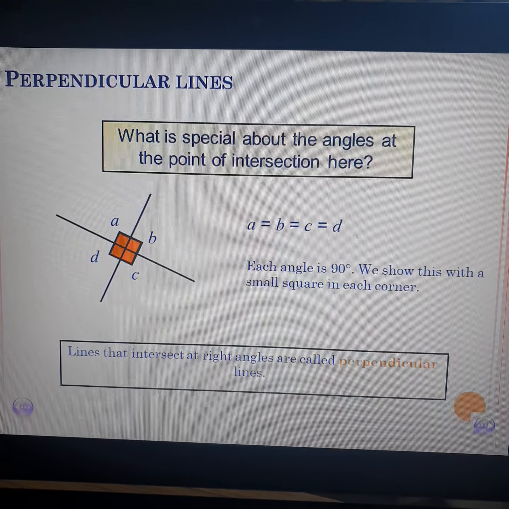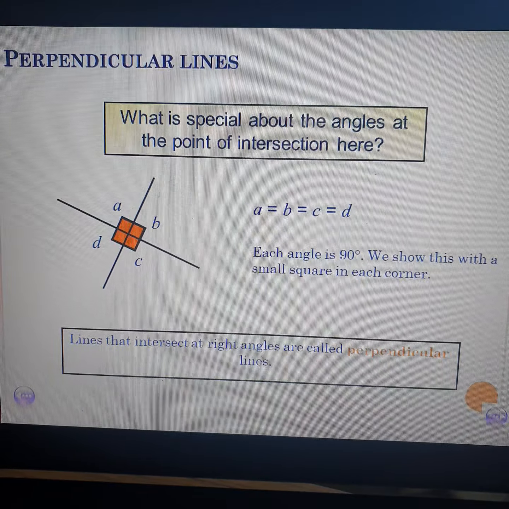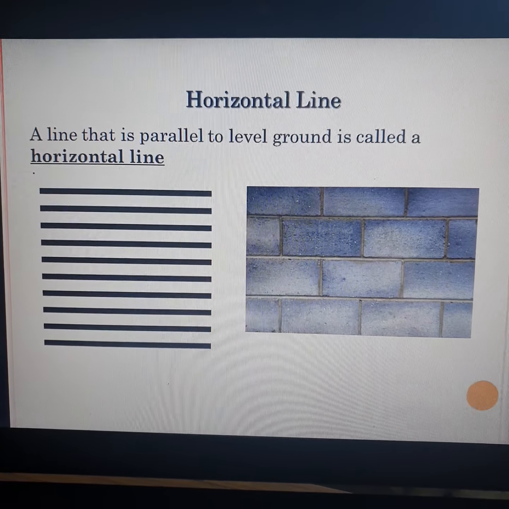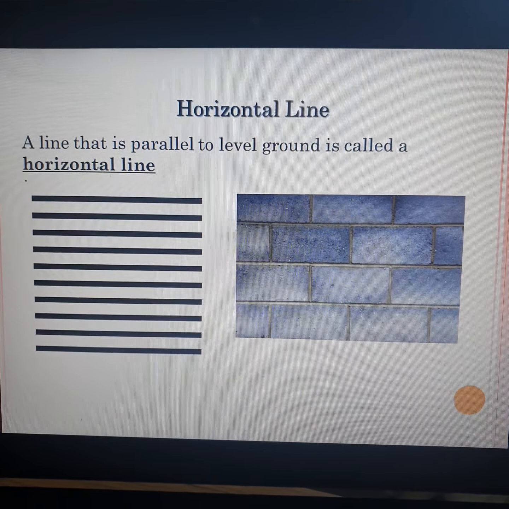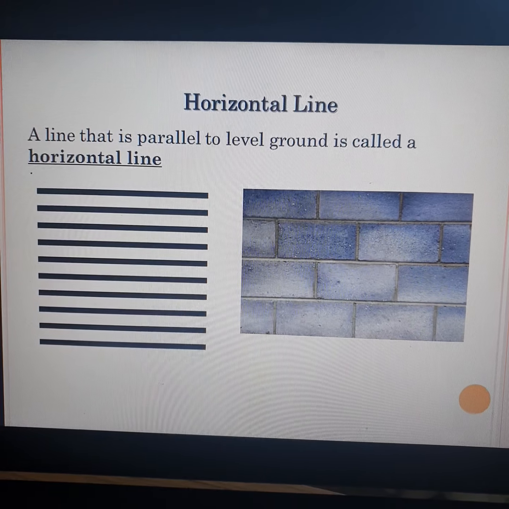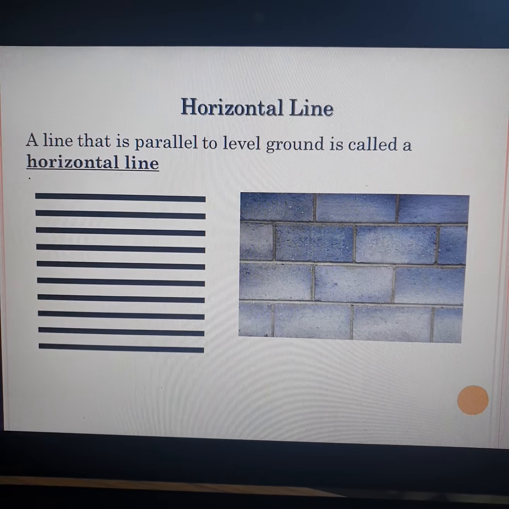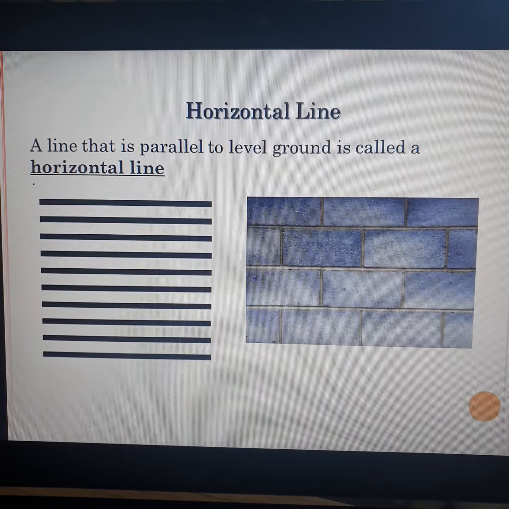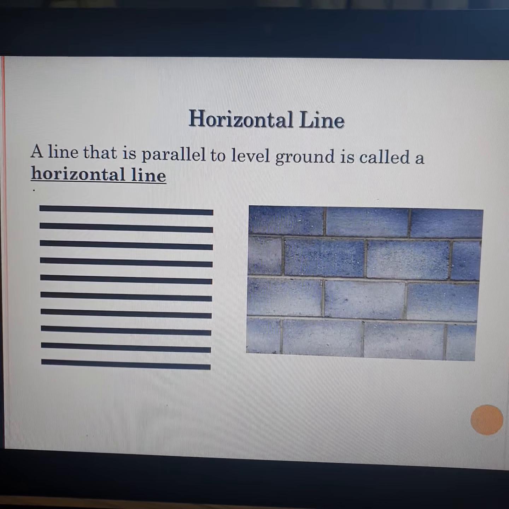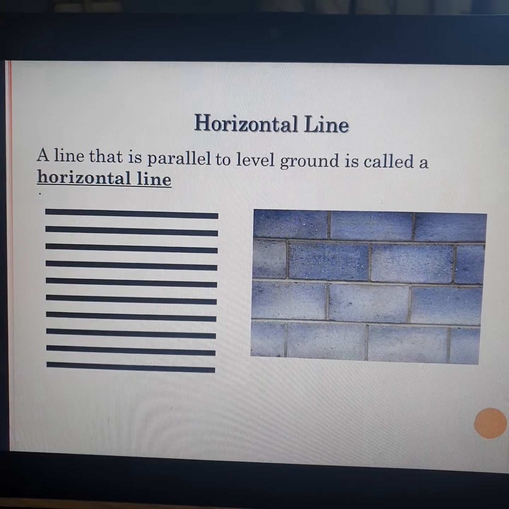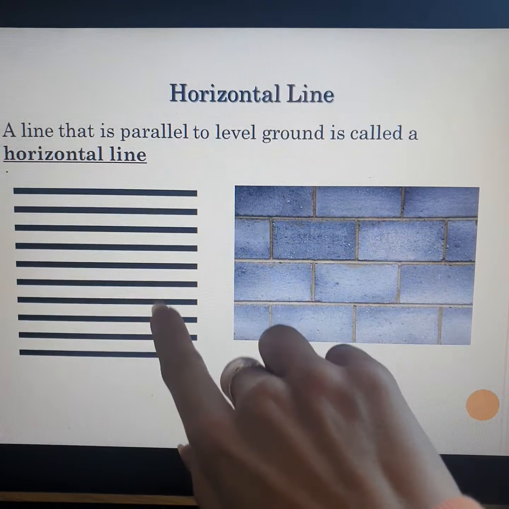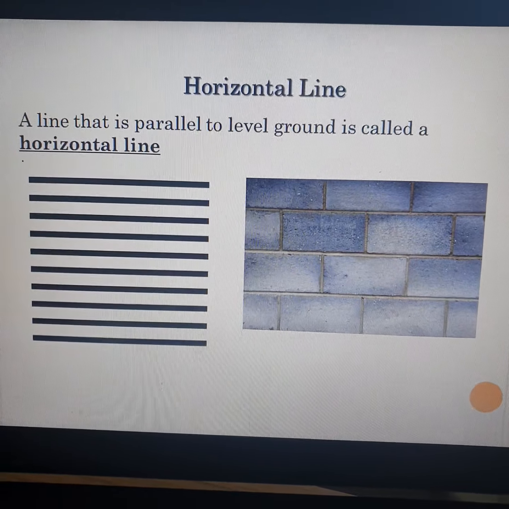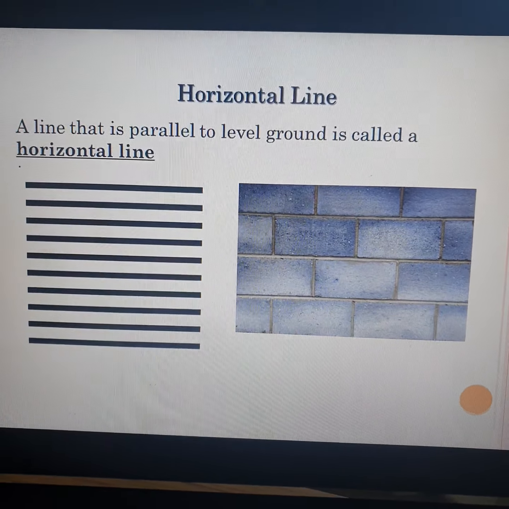Lines that intersect at right angles are called perpendicular lines. So let's look at horizontal lines, right? So you would know what a horizontal line is. Think of horizon. Horizon goes across the way. So a line that is parallel to level ground is called a horizontal line. So again, look around your room at the moment, or even on your walk today out in the sun. Is there any horizontal lines that you come across? They go straight across. Like this line here is like, I suppose, a graphic, and then this line here is like your walls outside maybe, or you might have a wall inside your house that has bricks like that.